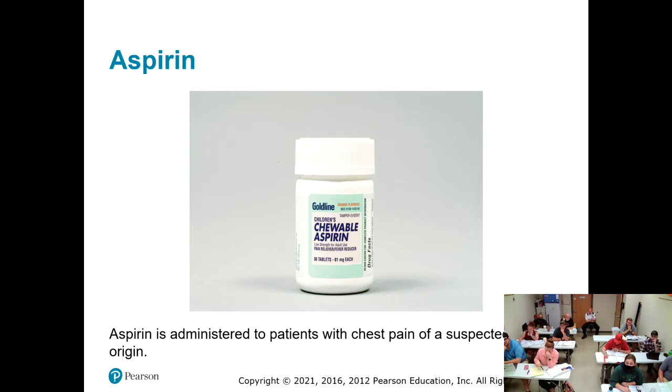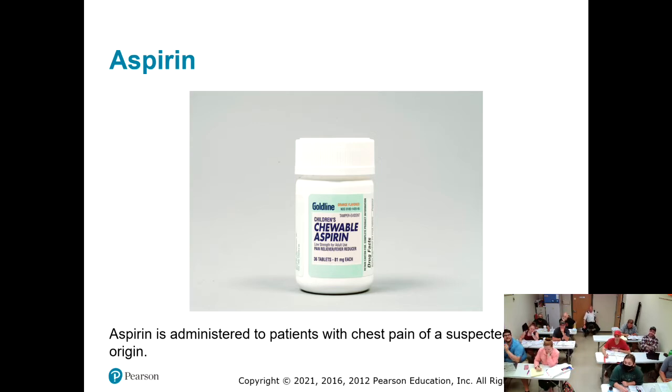What's the generic name of aspirin? Salicylic acid. Acetylsalicylic acid. Good. So aspirin, why do we give it? What is our purpose for using aspirin? In the blood. Kind of, you're close. Pain reliever? Nope. Aspirin's not usually used for that. We use it directly after a heart attack, or if it's a suspected heart attack. It's administered to patients with chest pain of a suspected cardiac origin. Good reading.